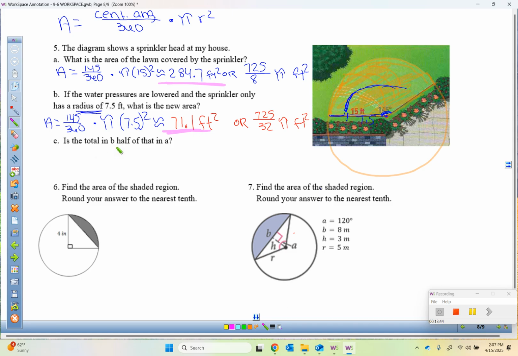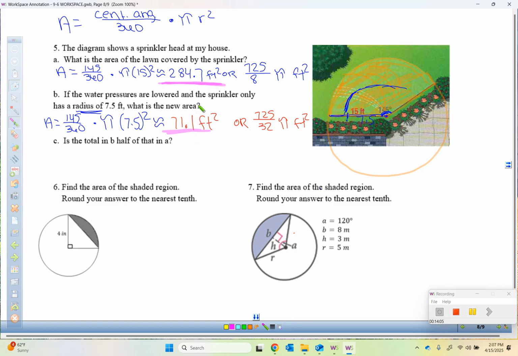So is the total in B half of that in A? So it wants to know if this is half of A. Well, just looking at it, can we tell? What would be half of this? How would you find that out? Divide by 2? Yeah, divide by 2. What do we get if we divide it by 2? 284. I come up with like 142 something, which is way more than this.